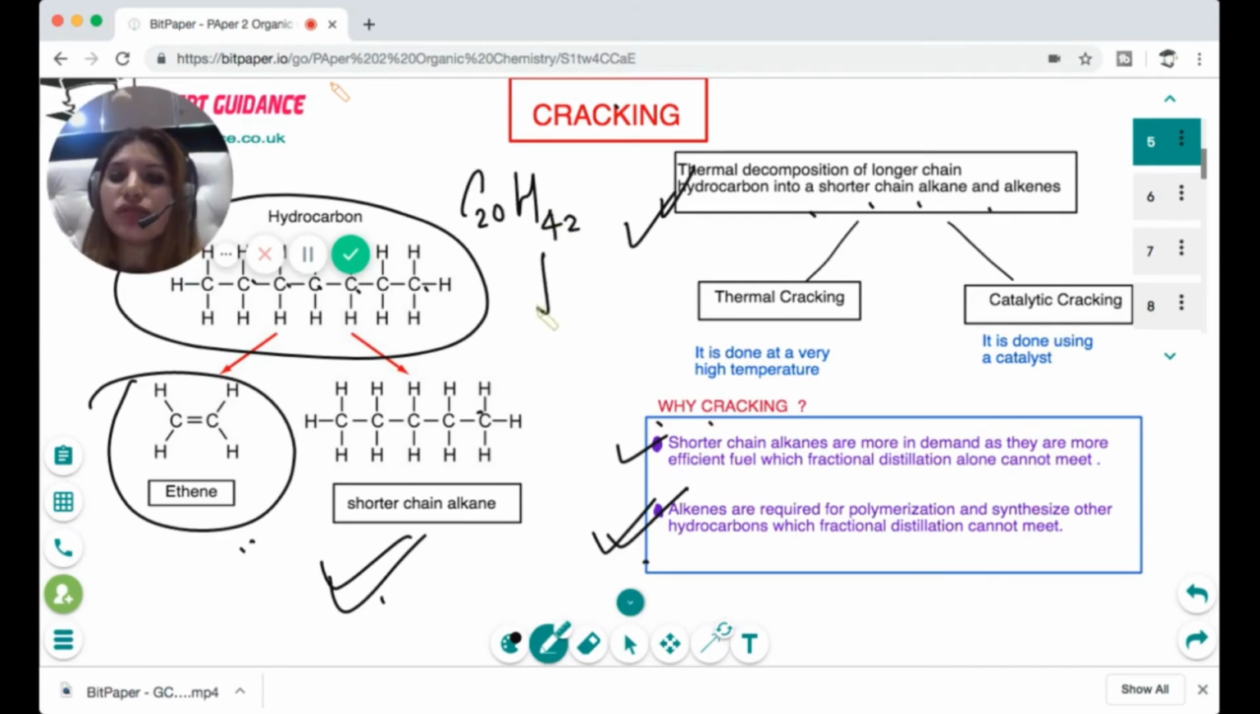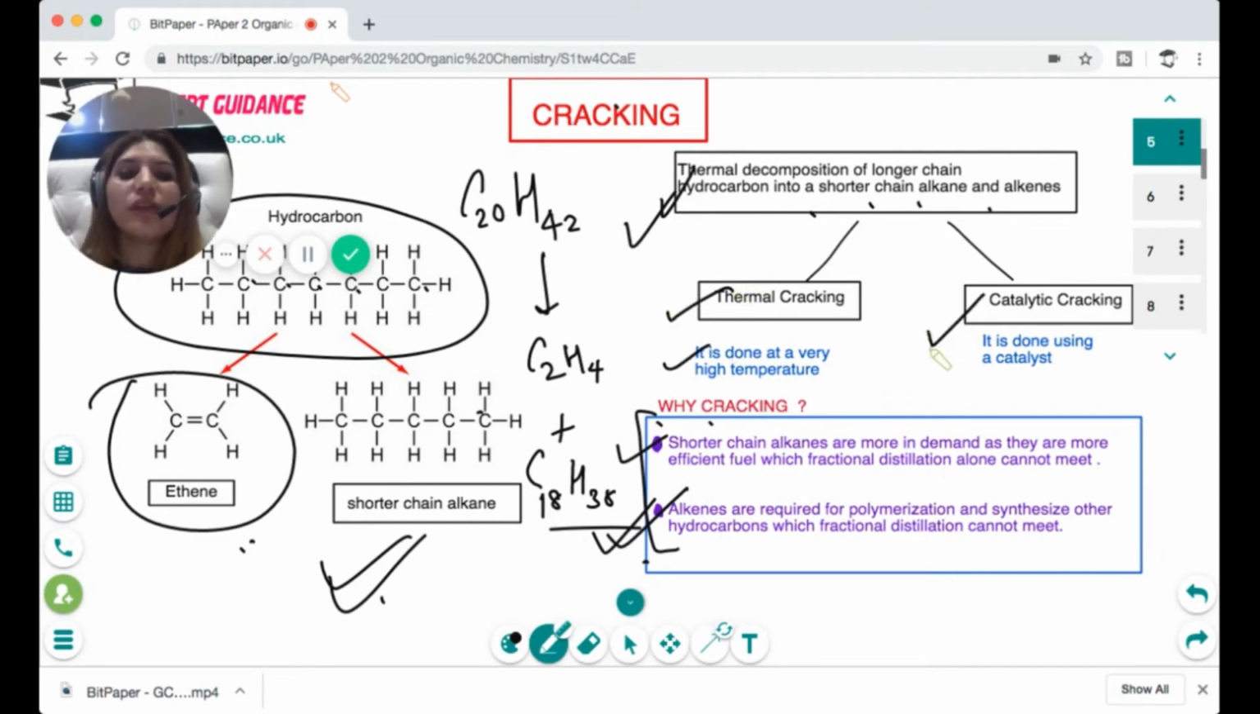You need to do its thermal cracking. So remove an alkene which has a C2H4 formula, and then you are left with C18 and 38 hydrogen. So they can ask you to write a cracking equation. Why is cracking done? And what are the ways in which we do cracking? Either we give a high temperature, that is thermal cracking, or we use a catalyst, which is catalytic cracking. Okay, so I hope this cracking concept is clear to you.